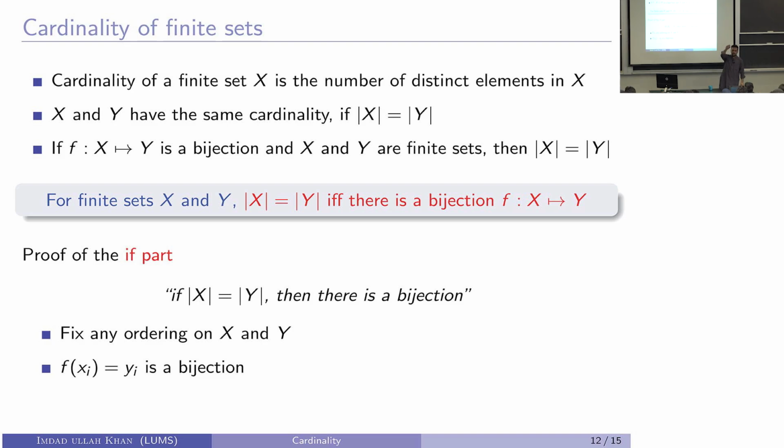I am saying, okay, the 19th X element is mapped to the 19th Y element. The 74th X element is mapped to the 74th Y element, right? So, fix any ordering on X and Y, and f of x_i, the ith element, is mapped to the ith element of Y. This is the function. This function is a bijection.